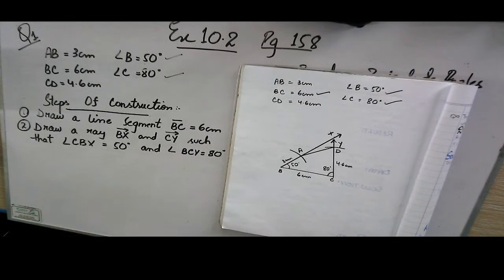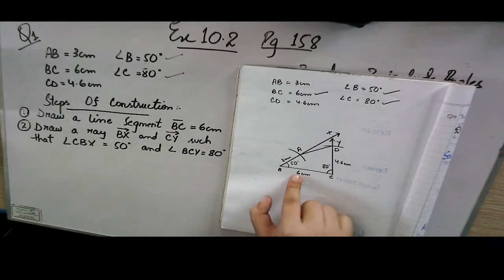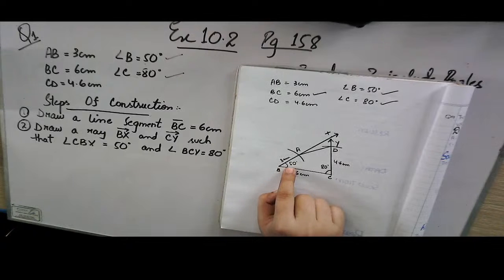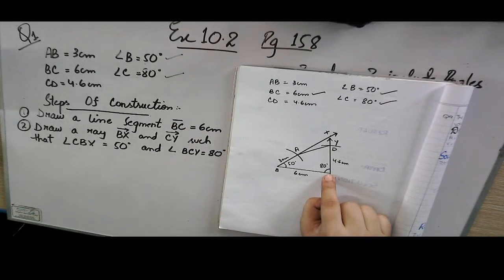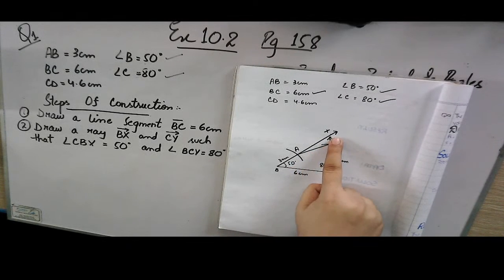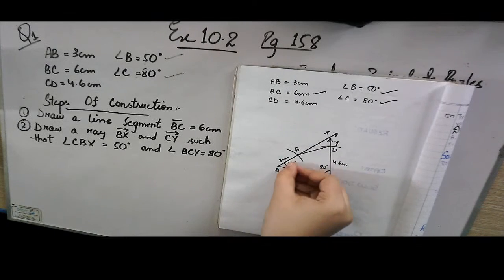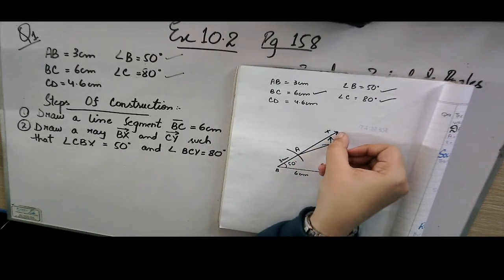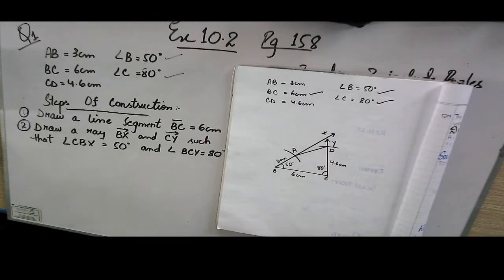Now after drawing the line segment of 6 centimeter, what you have to do? You have to mark the angle of 50 degree from B, because angle B is given, and from point C you have to mark 80 degree. आपने 50 डिग्री कहाँ से मार्क करना है? पॉइंट बी से, और 80 डिग्री मार्क करना है पॉइंट सी से. Then you have to form the ray. Name the ray as X and another one will be Y.